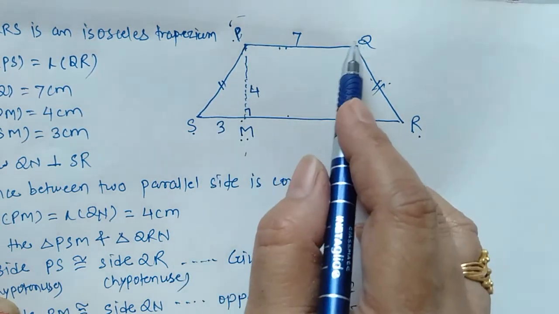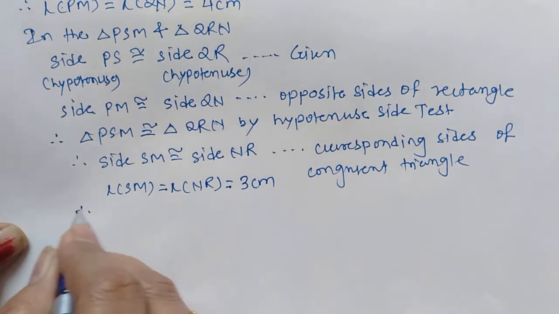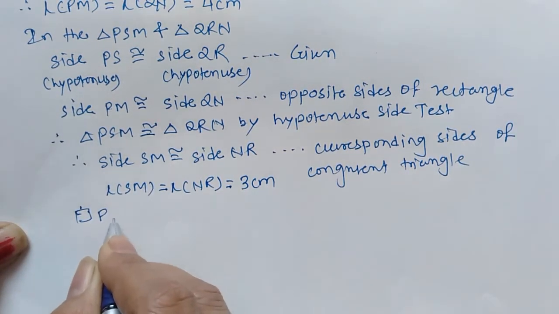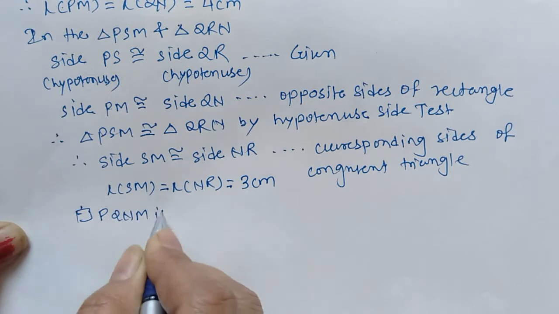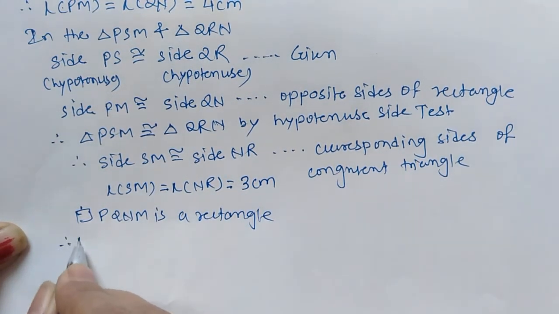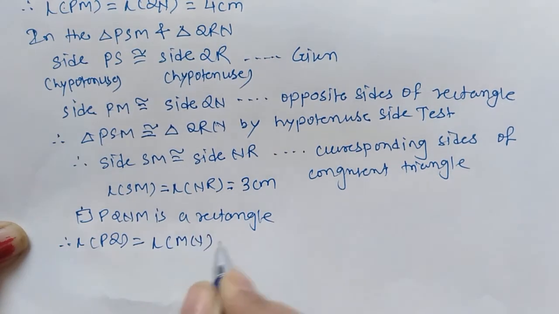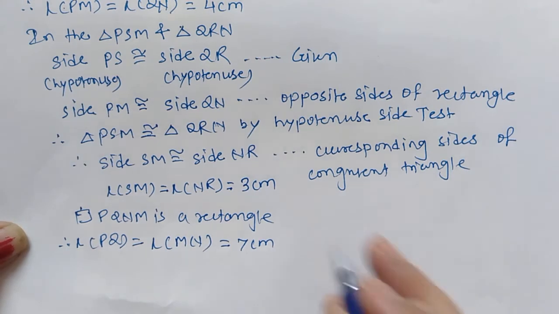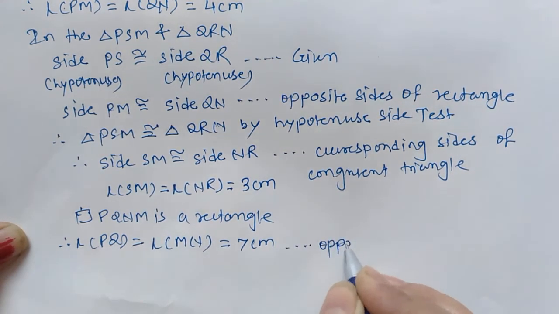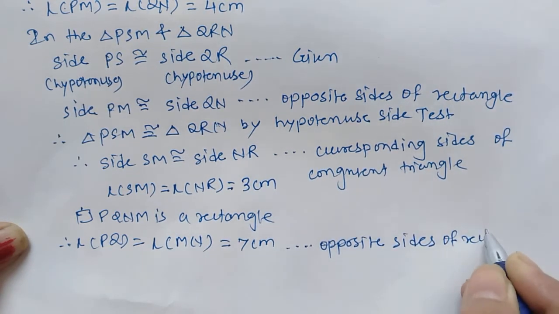So length of PQ is equal to length of MN. So write down quadrilateral PQNM is a rectangle. Therefore length of PQ is equal to length of MN equal to 7 centimeter. Reason is opposite sides of rectangle.